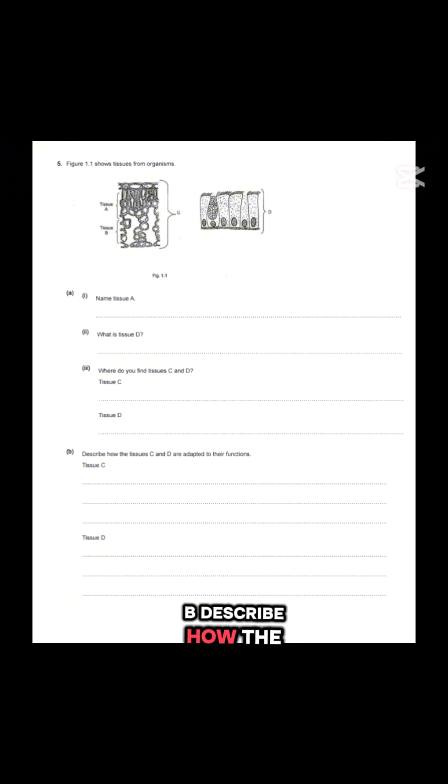B. Describe how the tissues C and D are adapted to their functions. Tissue C, leaf mesophyll layer. It contains tightly packed palisade cells at the top filled with numerous chloroplasts to maximize light absorption for photosynthesis. It has loose spongy mesophyll cells below with large intercellular air spaces to allow rapid gas exchange, CO2 and O2.